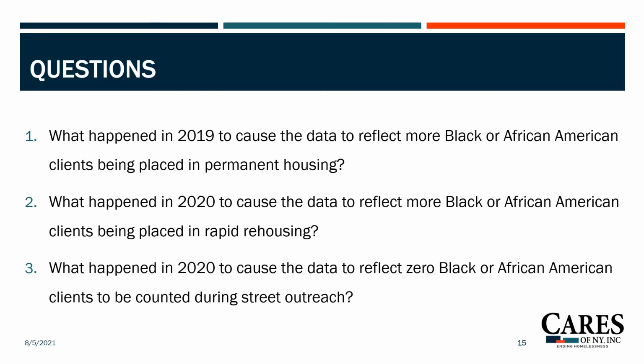First, what caused the increased admissions of Black or African American clients in permanent supportive housing programs in 2019? Second, what caused the increased admissions of Black or African American clients in rapid rehousing programs in 2020? And how come no Black or African American clients were counted in street outreach programs in 2020?